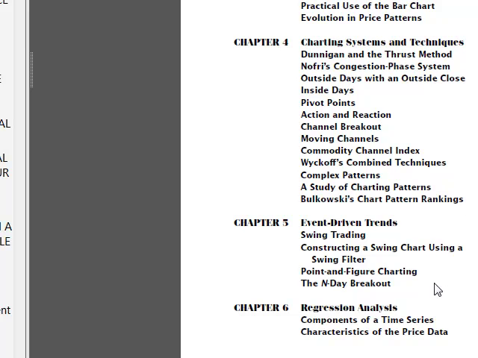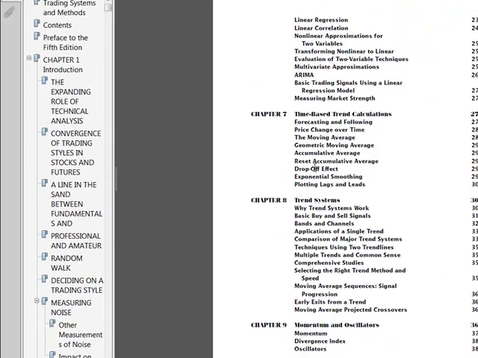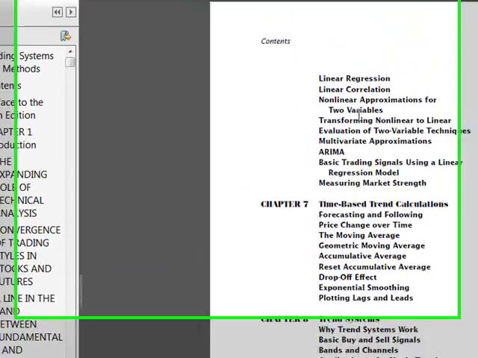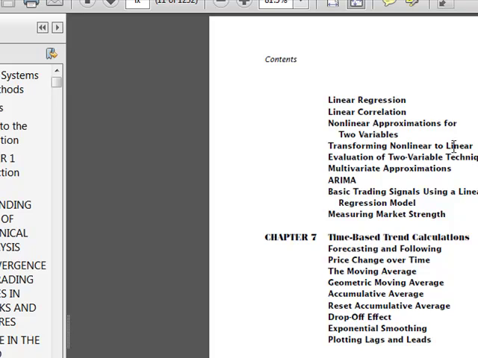Chapter 6 I found was very useful. Again, regression analysis is really important, especially you'll find that a lot in MATLAB. So reading this chapter will give you a good foundation of how to do regression. Again, it walks you through that process using a time series, price data, correlation, linear regression, nonlinear to linear, and all the basic principles that I intend to use for forecasting, ARIMA, developing trading signals from a linear regression model, and so on and so forth.